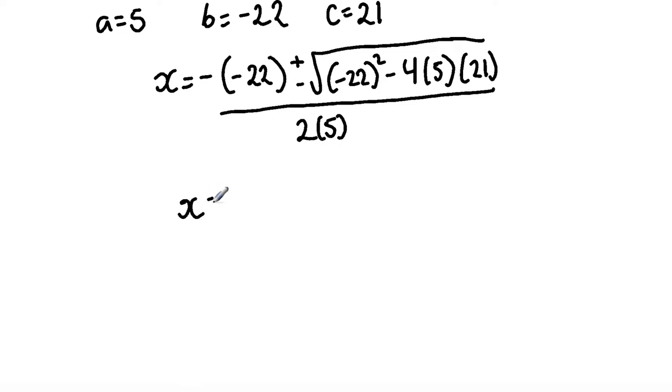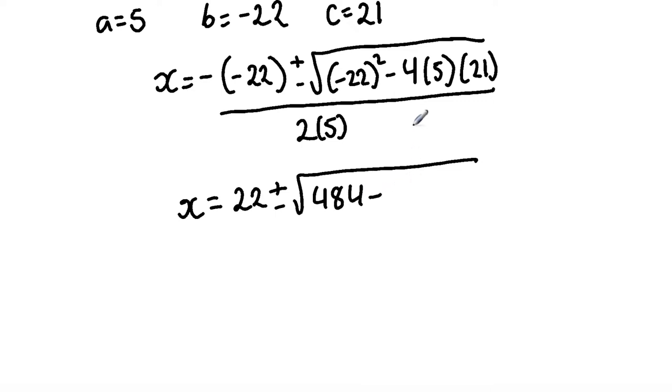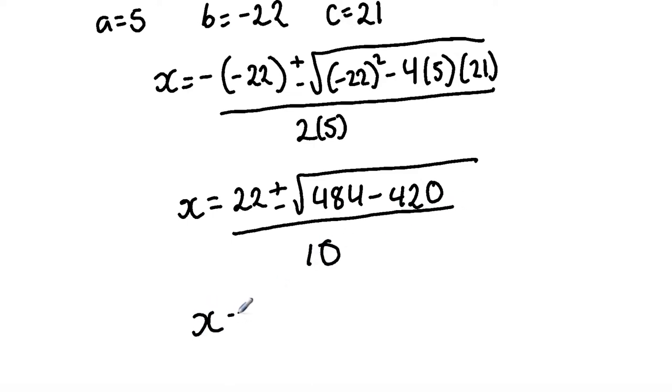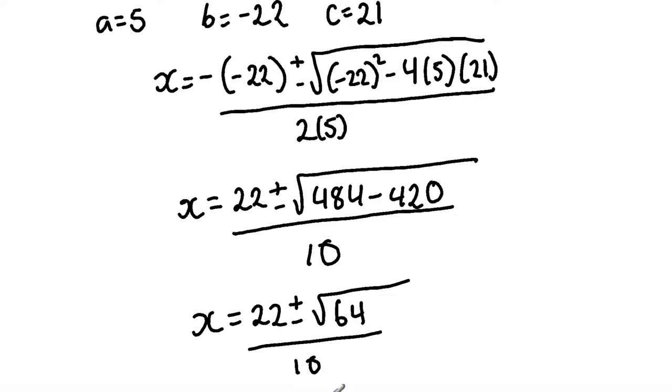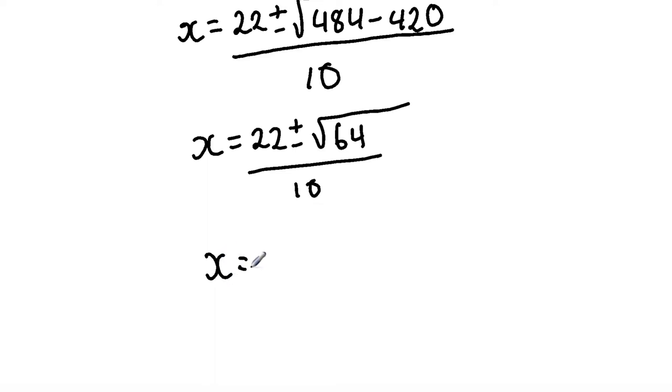So x is equal to 22 plus or minus the square root of 22 squared, which is 484, minus 5 times 4 times 21, which is 420, over 10. Again, x is equal to 22 plus or minus the square root of 64 over 10. Simplify it further. x is equal to 22 plus or minus 8 over 10.